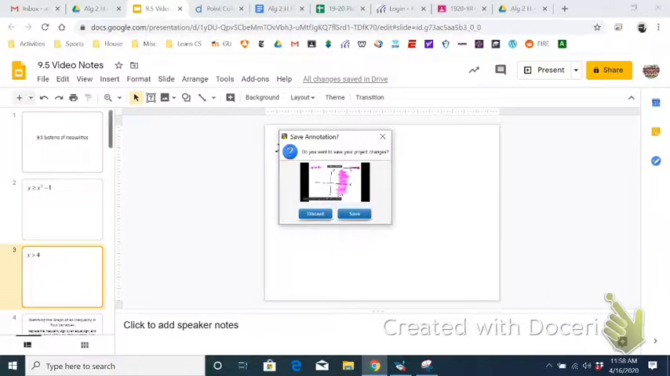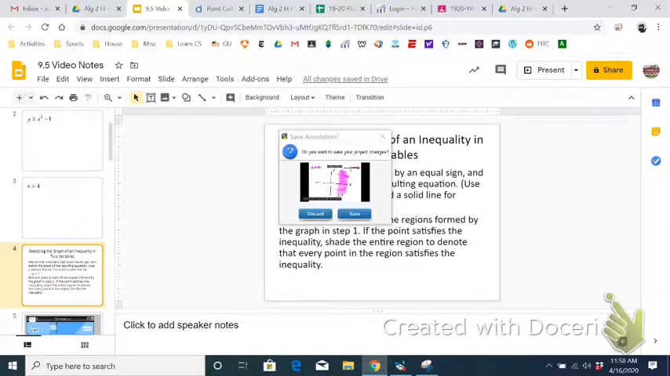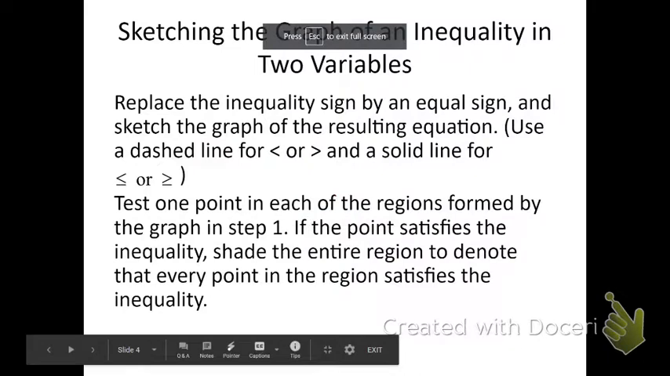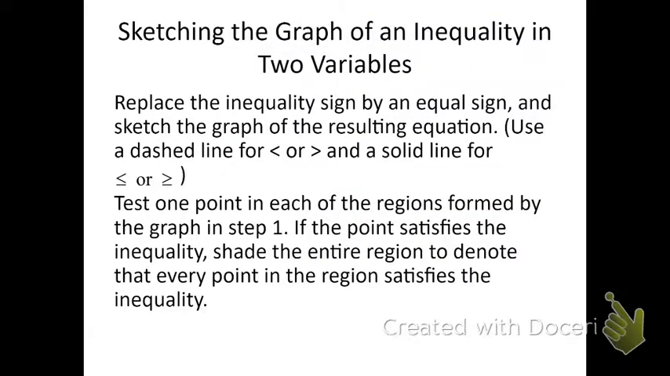Alright, so now just a quick recap of how we sketch an inequality with two variables. We're going to first graph it like it's an equation, so replace the inequality sign with an equal sign, and then sketch the graph of the equation. Use a dash line for greater than or less than, because any point on that dash line is not going to be a solution of the inequality. But for a greater than or equal to or less than or equal to, that means all the points on the equation's graph are part of the solution. So that's why we give it a solid line.